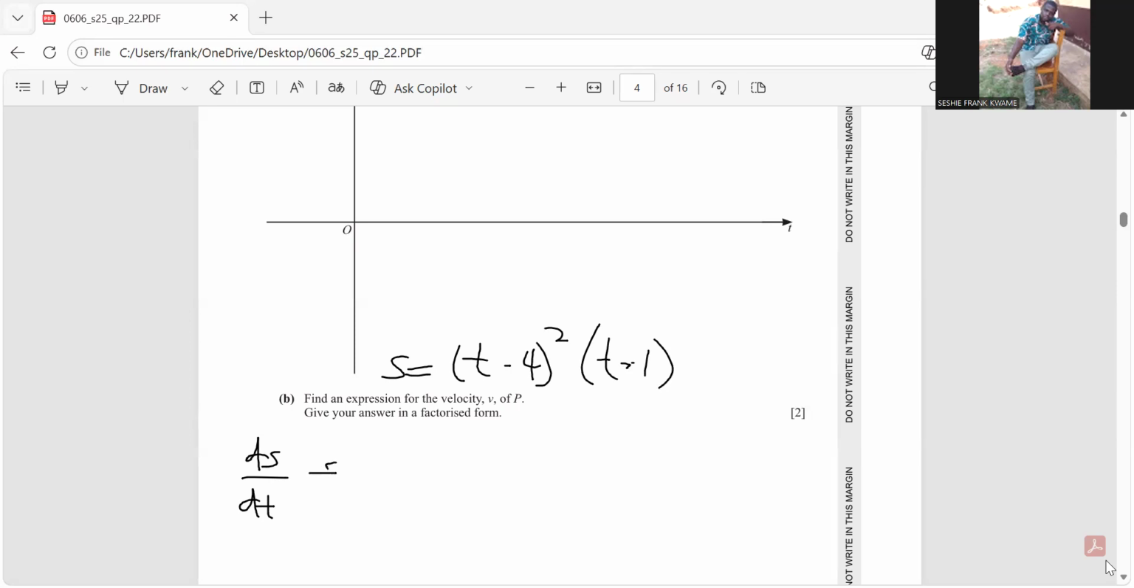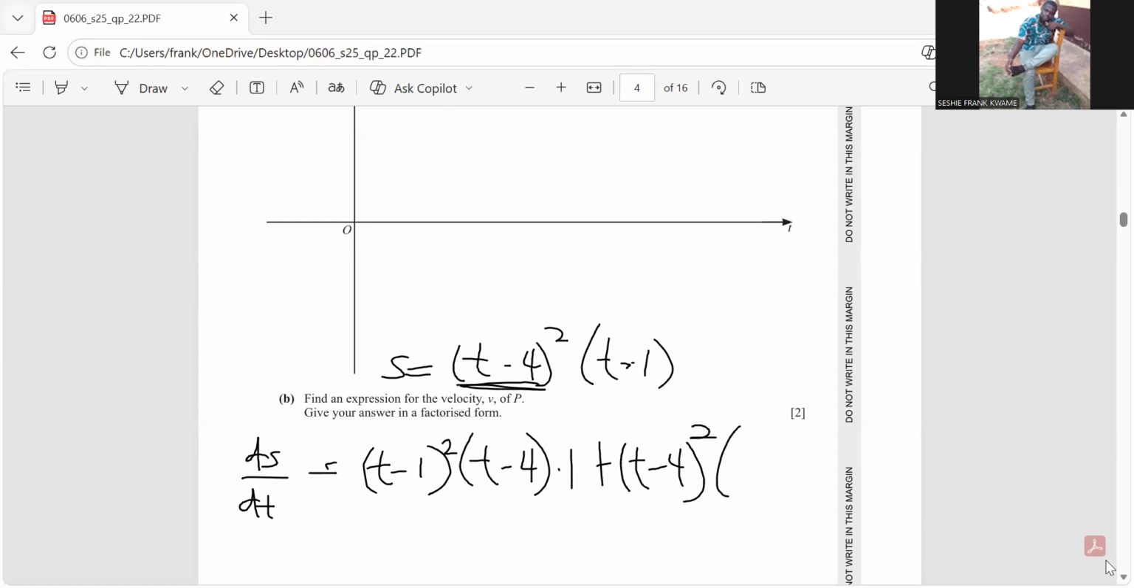So if you are doing this, differentiate one, keep the other. I'll keep t minus 1 and differentiate the other. I'm going to have 2 down, t minus 4 to the exponent 1 times the inner derivative 1, plus I'm going to keep t minus 4 squared and differentiate t minus 1, which will be 1. Watch this: 2, t minus 4 is common, so I factor it out. I have 2 times t minus 4 out, and in the bracket t minus 1 plus t minus 4.